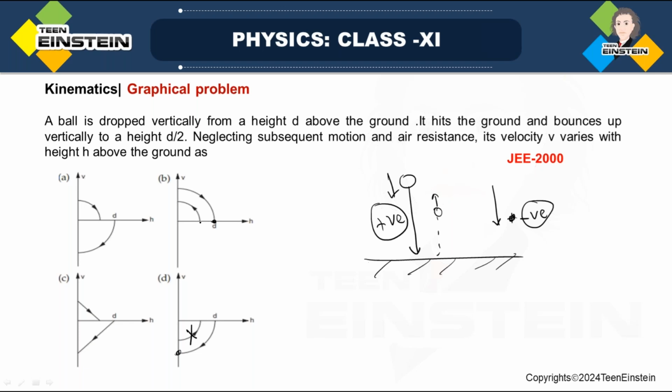when it is after impact, it is... no, actually this is not showing the same thing. Okay, see, it is going from D to 0, velocity increases. I think the arrow should be this way, so this is not correct.